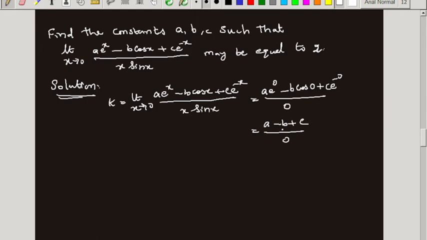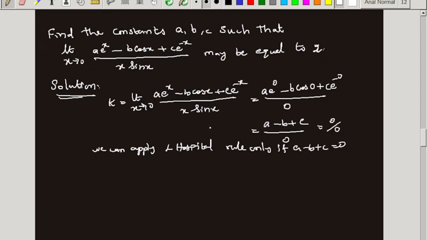We can apply L'Hospital rule only if a minus b plus c equal to 0. That is, we get this as 0 by 0. So here we apply the L'Hospital rule, limit x tends to 0.